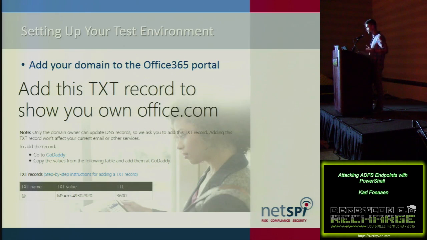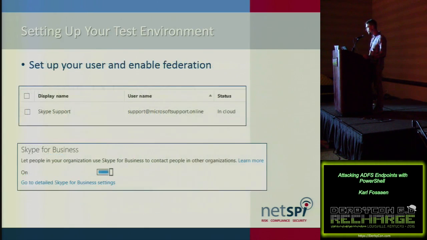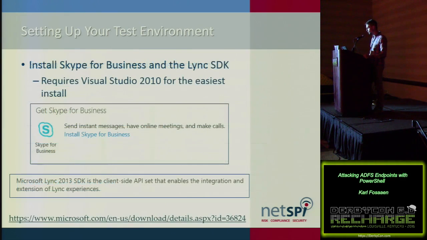Once you've purchased a service, you go ahead and add that MS record to your TXT record, claim the domain, get it set up. And what we want to do is set up a user and enable federation for that domain at this point. For all of our demos going forward, we're going to be dealing with support@microsoftsupport.online. Seems pretty legitimate. Display name is going to be Skype Support, and we want to turn on this little checkbox over here for allowing other people in other organizations to contact people in our organization. That enables the federation between the different domains. It's actually really crucial in the next few steps here.